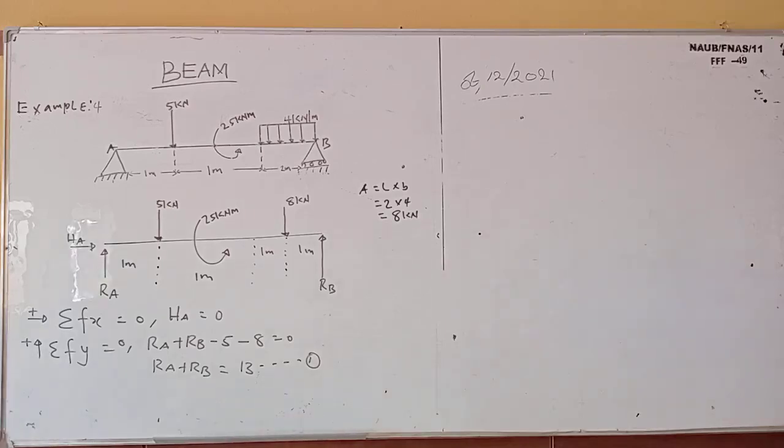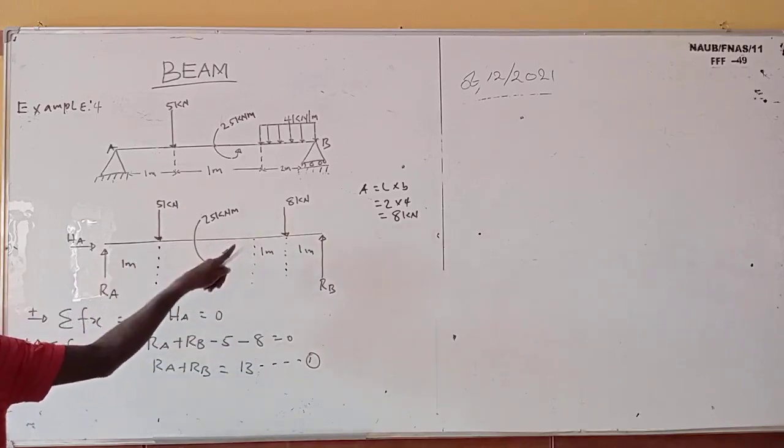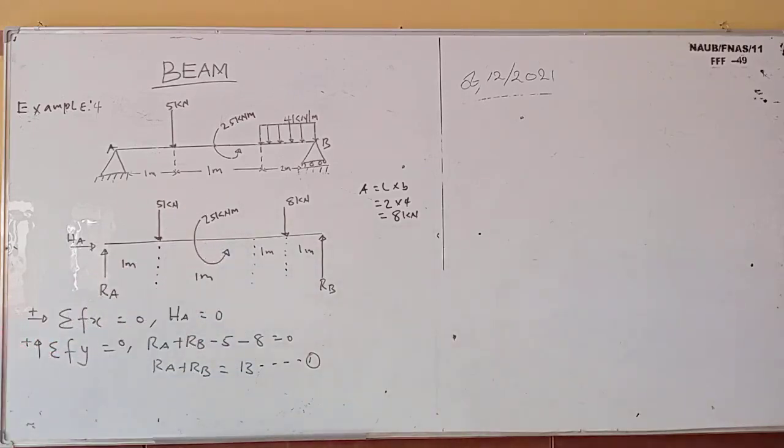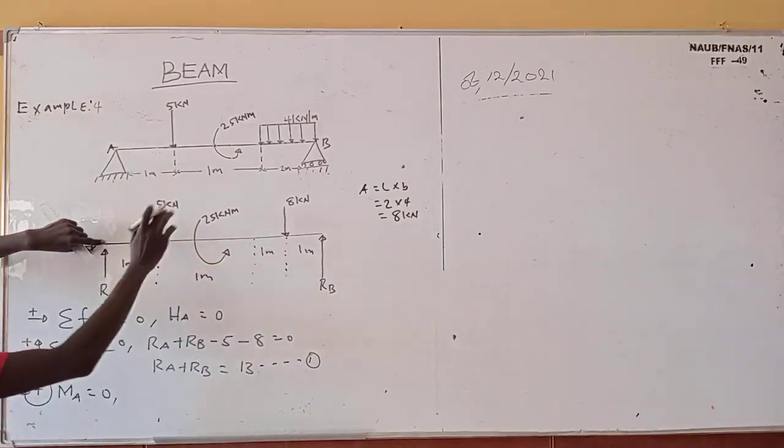Now you may want to ask why we do not write this here. This one is moment, not force. Do you get that? So now the next thing is to take our moment. We take our moment about point A, with clockwise moment positive, which is equal to 0. So now this is my point A, and we are going to have 1, 2, 3, and 4.